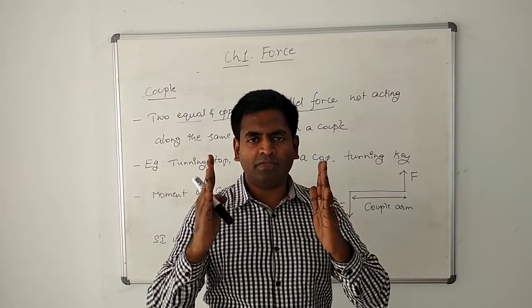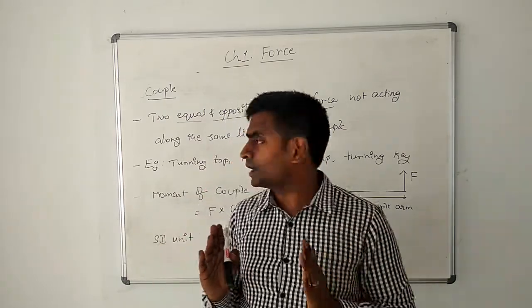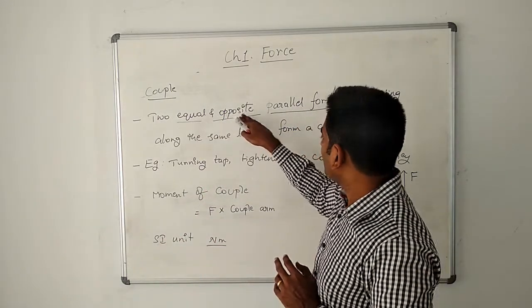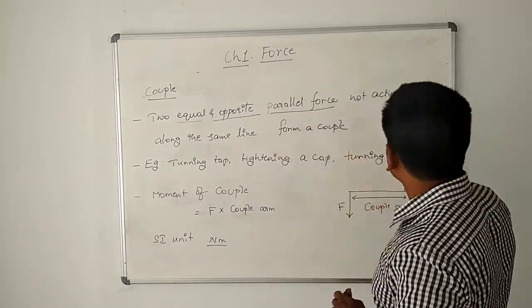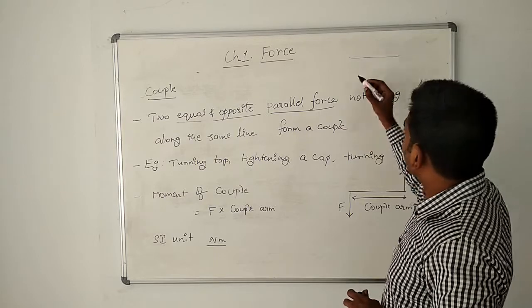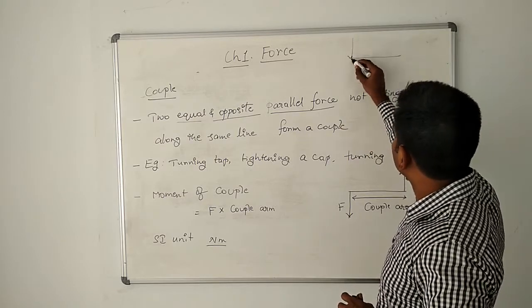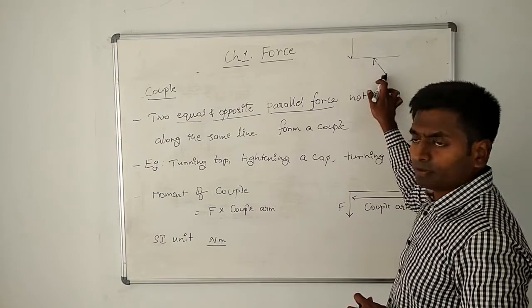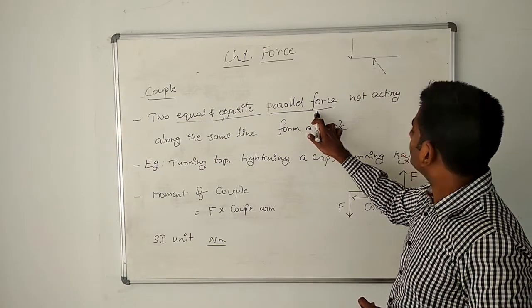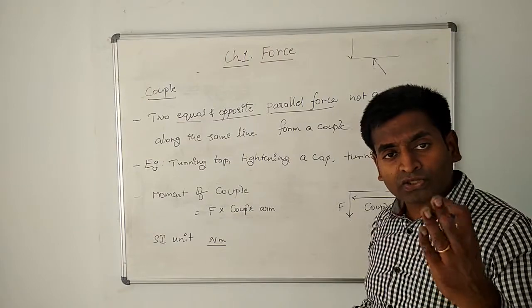If they are acting in the same line, then they are not called a couple. So they are two equal, opposite, and then parallel forces. So if it is a body, and if it is one force and another force, these two forces will not constitute a couple because they are not parallel forces. And they should not be acting along the same line also.